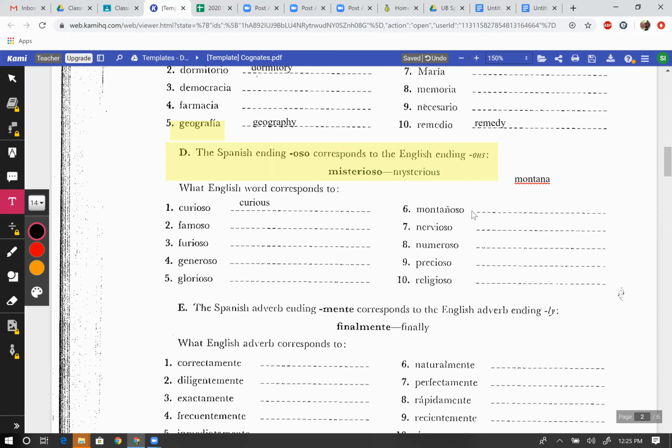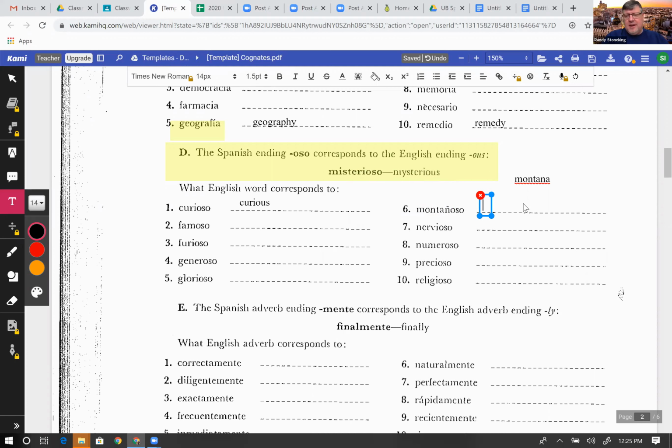Mountainous? Very good. Mountainous. How many of you guys, be honest now, has anybody ever in your life used the word mountainous? That's a very mountainous state. Never, probably, right? Mountain and then OUS, mountainous. Even though you've never used that word, we can apply that pattern and make an educated guess as to what the word means.